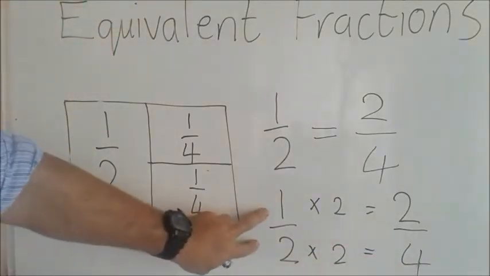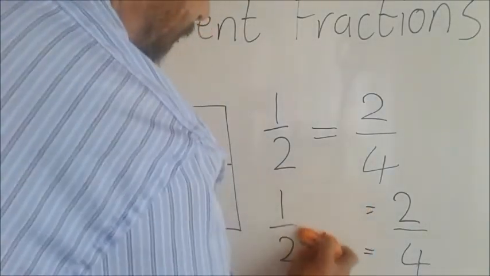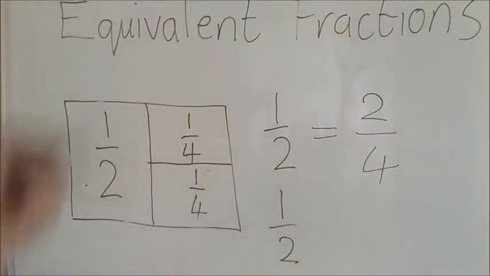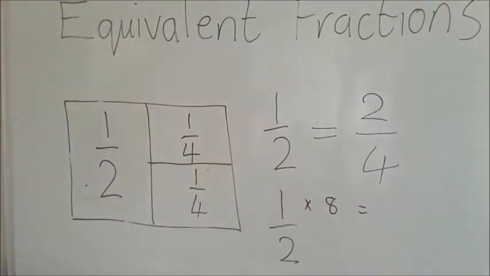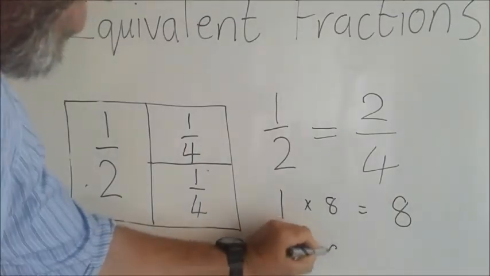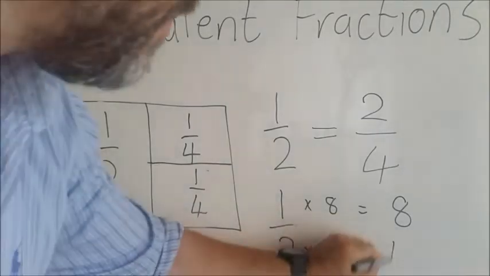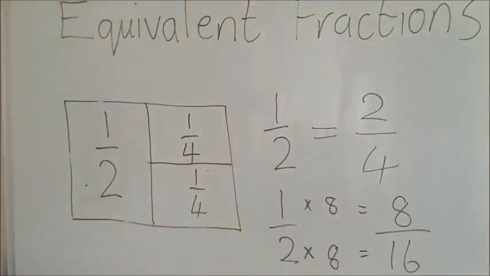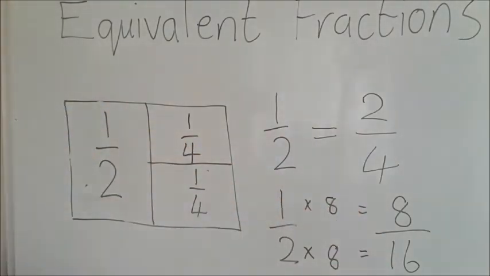So 1/2 is equal to 2 quarters. Then if you remember, like we did in term 1, let's take a random number. Let's take 8. Let's times the numerator by 8. What do we get? 1 times 8 equals 8. Whatever we do to the bottom, we have to do to the top, or whatever we do to the top, we have to do to the bottom. 2 times 8 equals 16. So 8/16 is an equivalent fraction to 1/2. It makes sense because 8 is half of 16.